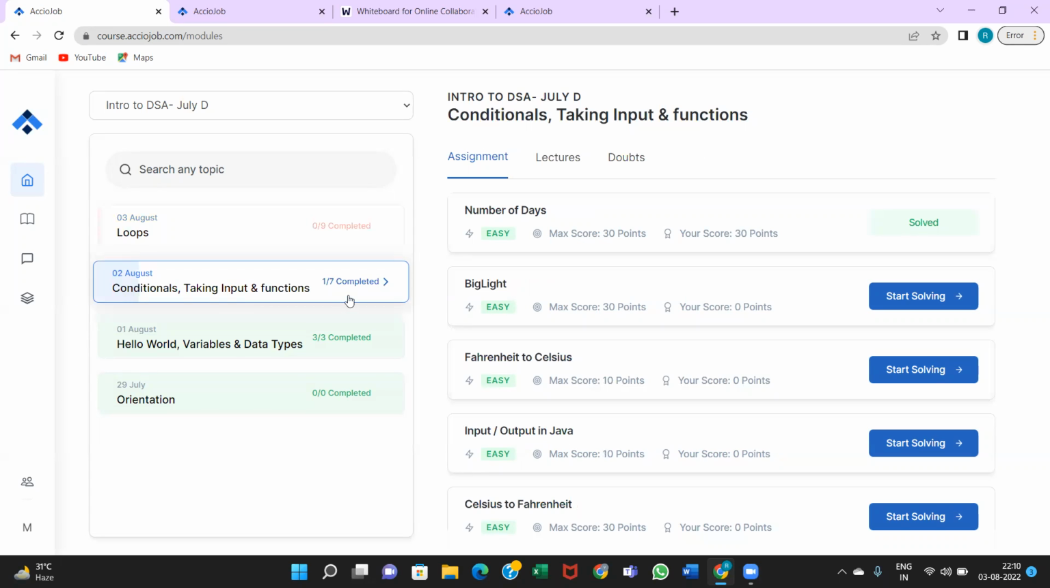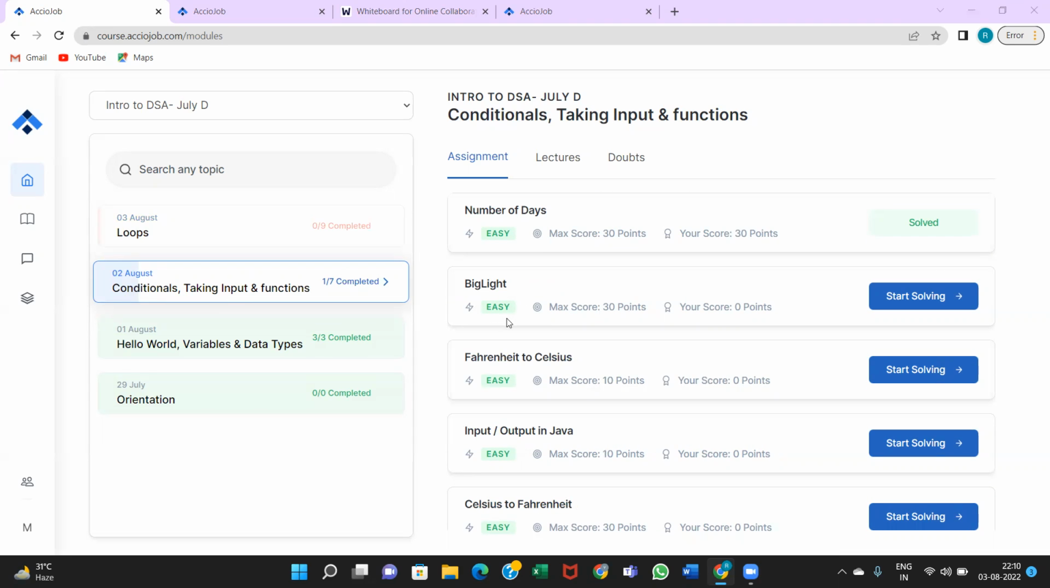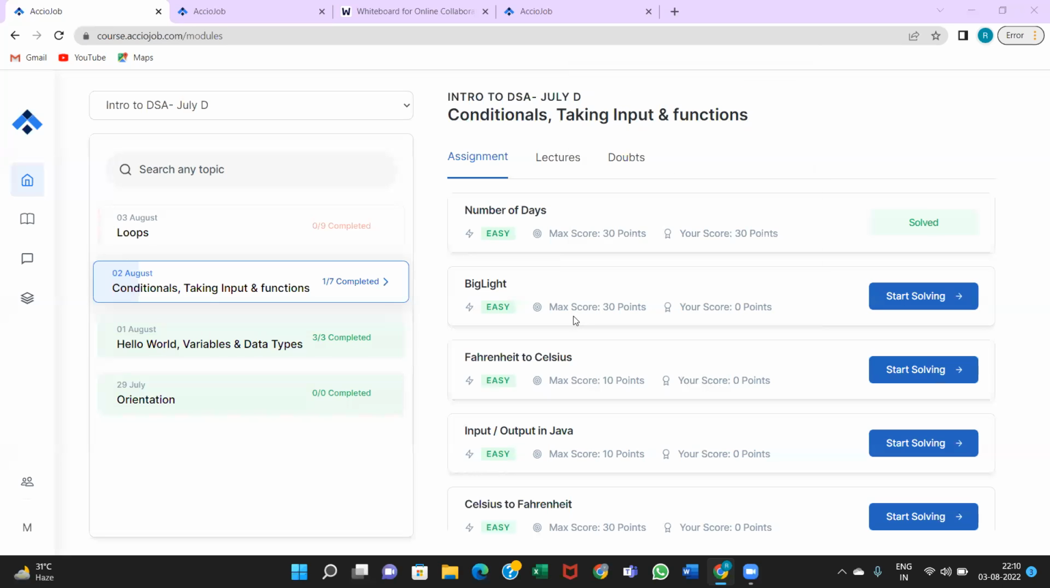So probably, let's do one thing. If you guys have not studied loops, then let's take these conditional and input output problems only. I'll take the conditional one. All right. Let's start with the Big Light problem.